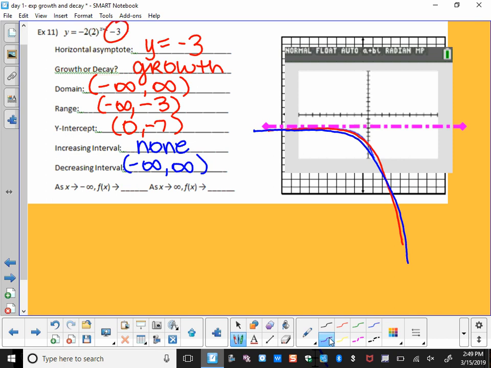The last part is your end behavior. This is your left arrow and this is your right arrow. If you look at your left arrow, I'm going to get closer and closer to my asymptote, which is what? -3. My right arrow is down here. I'm getting closer and closer to what? Negative infinity.